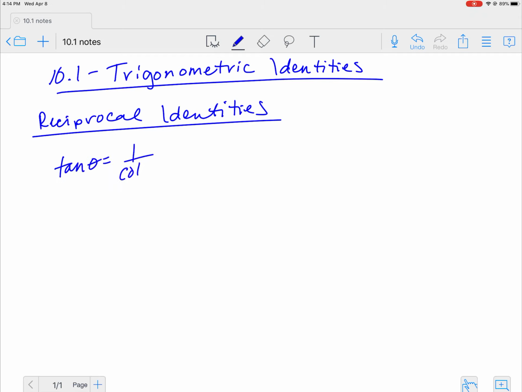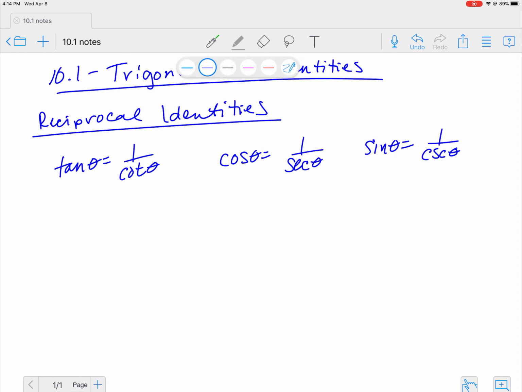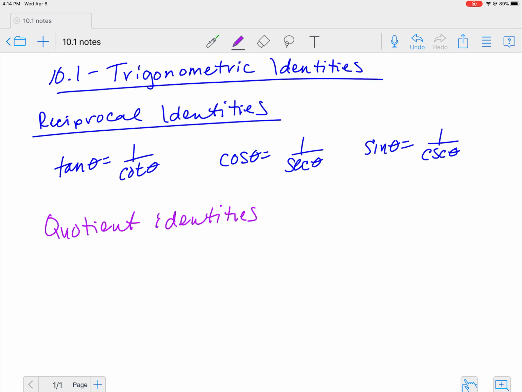Reciprocal identities, which you already know. So these are ones that we already know. I'm just going to write them out easy style. So I know that tangent of theta is equal to 1 over cotangent of theta, which then you automatically know that cotangent is equal to 1 over tangent. I'm just not going to write all of these out. Cosine of theta is equal to 1 over secant, and sine of theta is equal to 1 over cosecant. So you automatically know that you can swap these and it's still those identities.